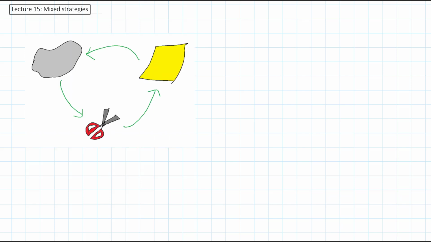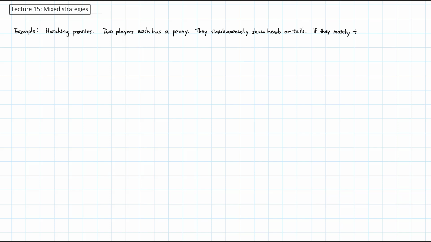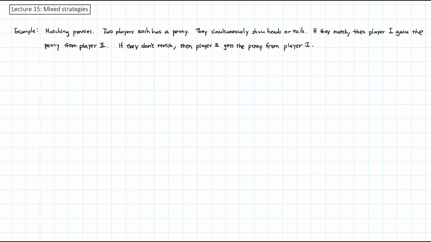We briefly talked about rock, paper, scissors before, where playing a strategy at random is a better choice. We will look at a simplified version of it in the game of matching pennies. In this game, two players each have a penny. They simultaneously show heads or tails. If they match, then player 1 gains the penny from player 2. If they don't match, then player 2 gets the penny from player 1. And here is the payoff table for this game.